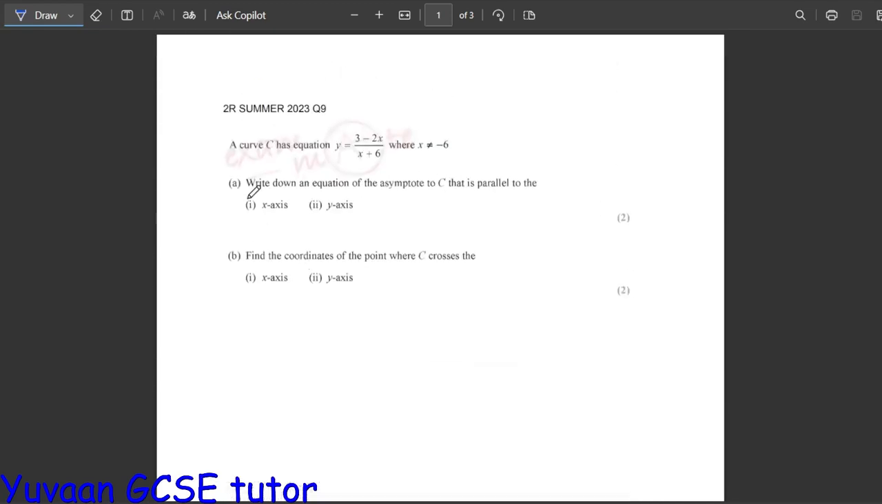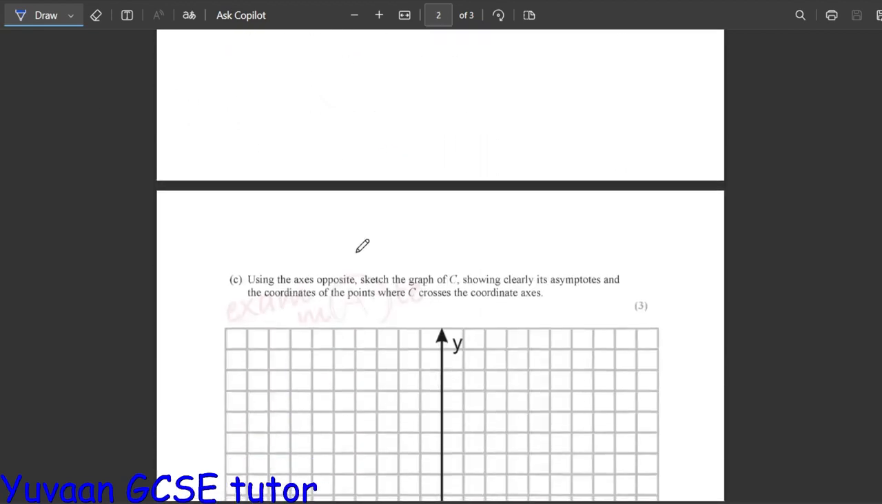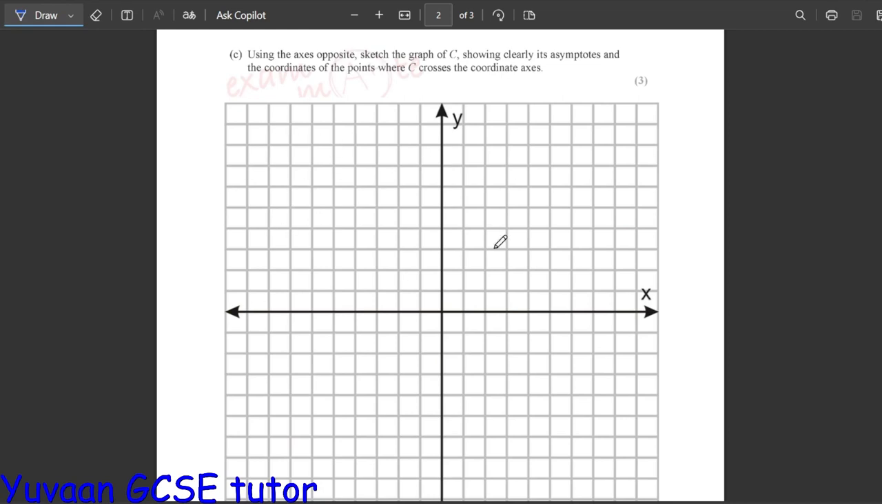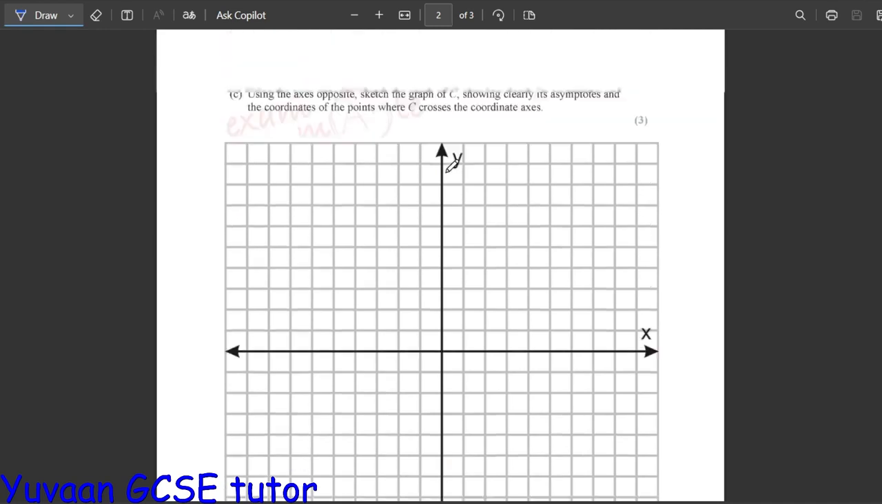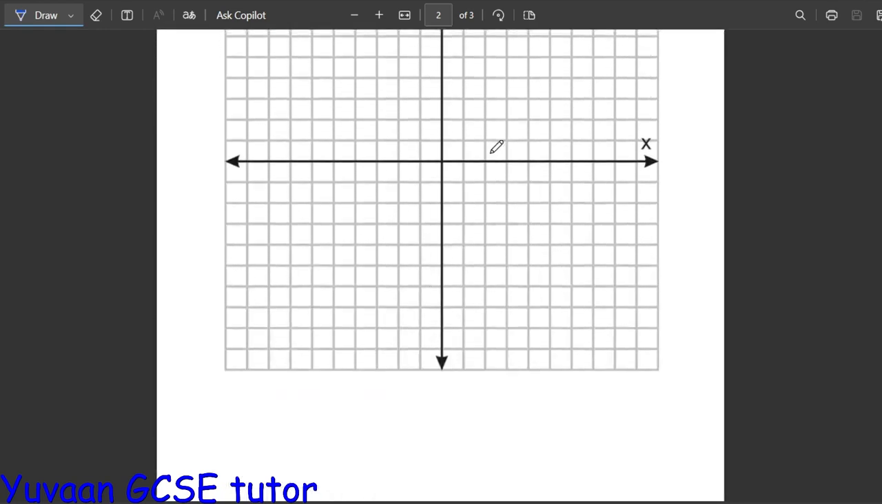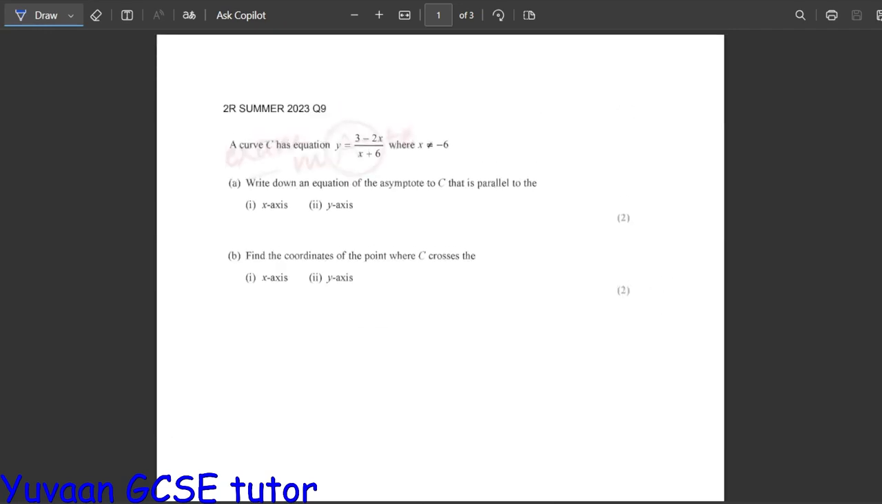So this was question 9 in the 2023 summer paper. And just keep in mind, guys, that you won't get these boxes on the graph in your exam. I just had to use a pair of axes, so I've just done this. But you won't get boxes. So let's get on with the question and start off with part A.